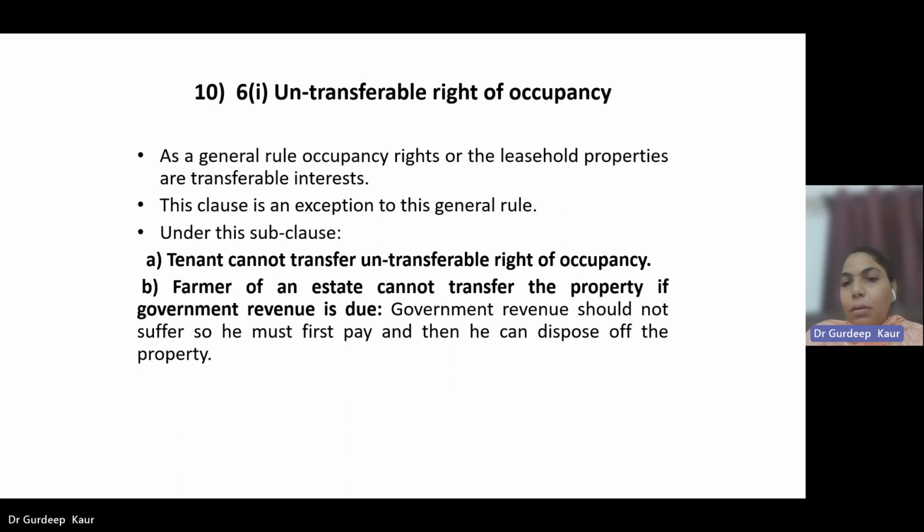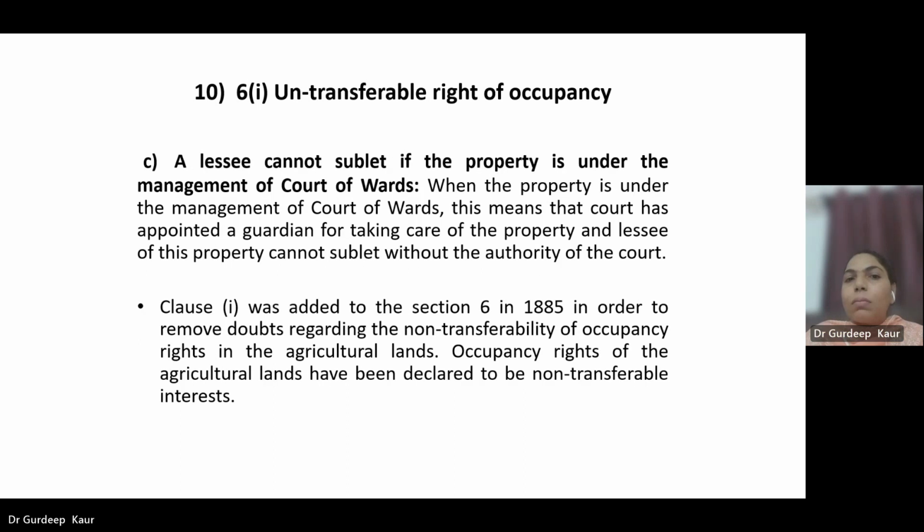Section 6, subclause (i) provides that a non-transferable right of occupancy. As a general rule, occupancy rights or leasehold properties are transferable interests. But under this clause, there is an exception to this rule. Under this subclause, a tenant cannot transfer a non-transferable right of occupancy. A farmer of an estate cannot transfer the property if government revenue is due. And a lessee cannot sublet if the property is under the management of the Court of Wards.